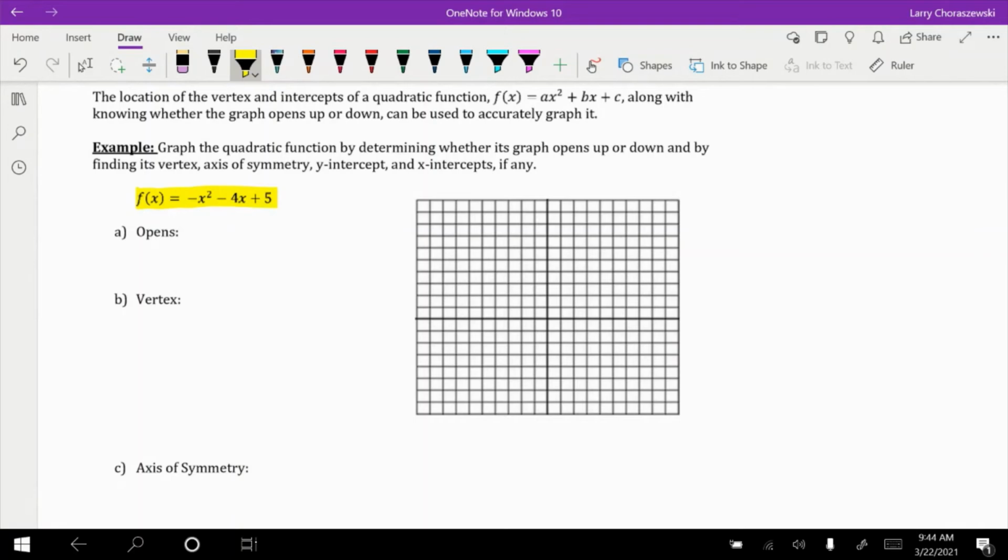So in part A, they want us to identify how this parabola is going to open. And we can predict that just by looking at the value of a, which is negative 1. So a is negative 1, which means that a is a value that's less than 0. So how should our parabola open? Should it open up or down? Yep, should open down.